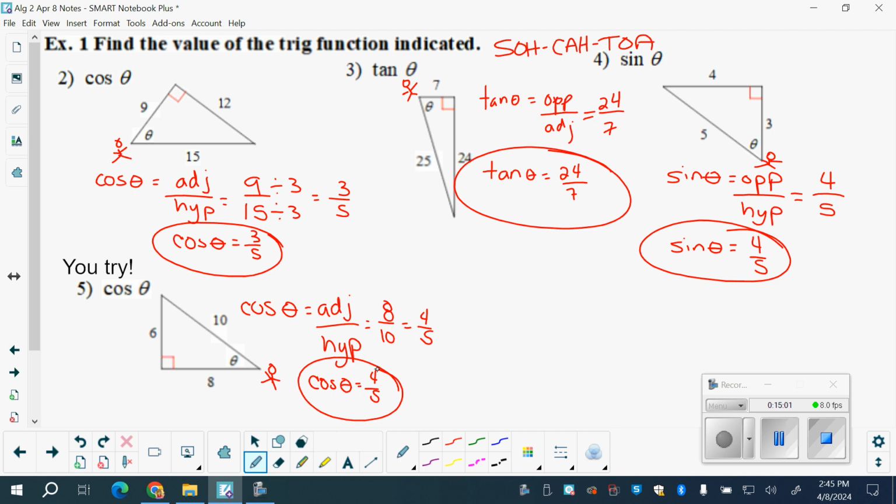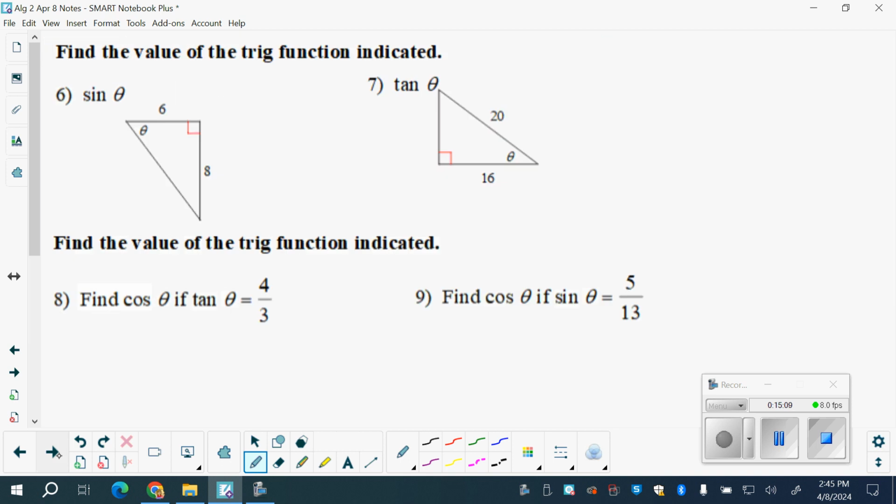Okay, so your answer should have been 4/5. Questions on that before we move on to the next one? Okay, what's different on number 6 and 7? What's different on 6 and 7? That's right, you're missing a side, so you may need to find one of the other sides.